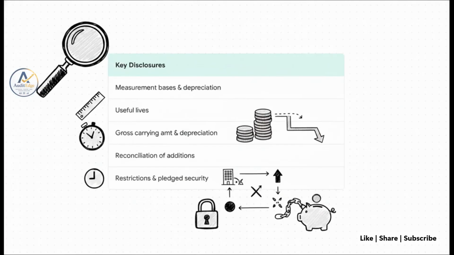Finally, the standard demands total transparency through disclosures. You literally have to tell the users of the financial statements your measurement bases, the depreciation methods you used, and the useful lives of your assets. You must present the gross carrying amount alongside the accumulated depreciation. And most importantly, you must provide a full reconciliation showing additions, disposals, revaluations, and impairments over the year. Investors need this reconciliation to understand exactly where the money went. Oh, and you also have to disclose if any assets are pledged as security for bank loans.